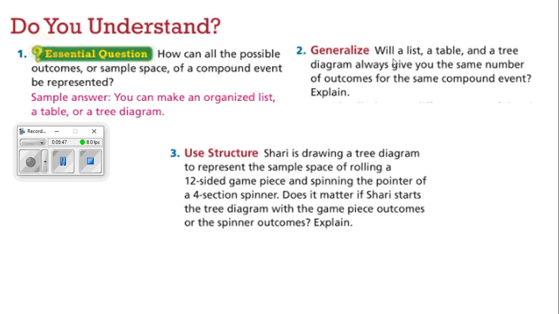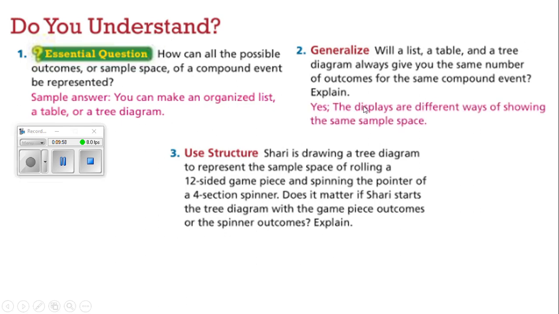Next one. Will a list, a table, and a tree diagram always give you the same number of outcomes for a sample compound event? I think not. But it says yes, the displays are different ways of showing the same sample space. Oh, I get it. This simply means no matter which one we use, we're going to get the same number of outcomes. Well, that makes more sense now.